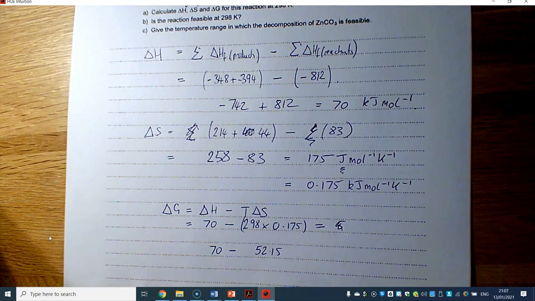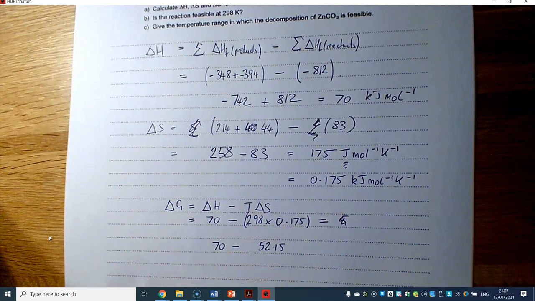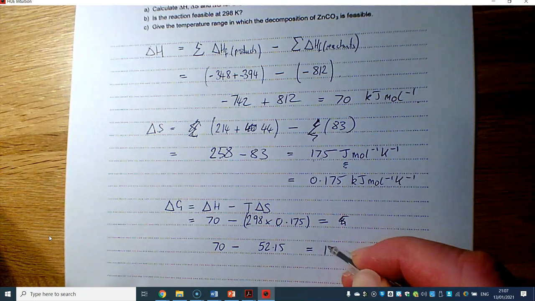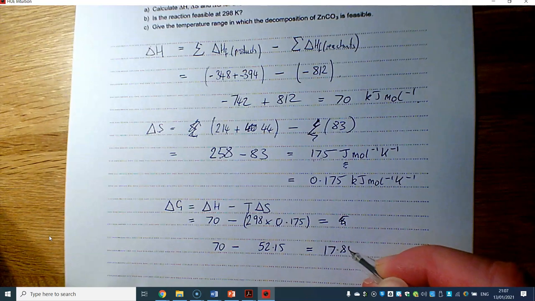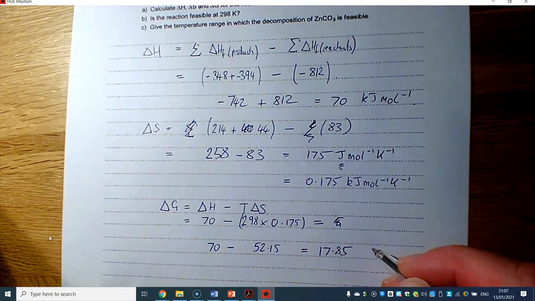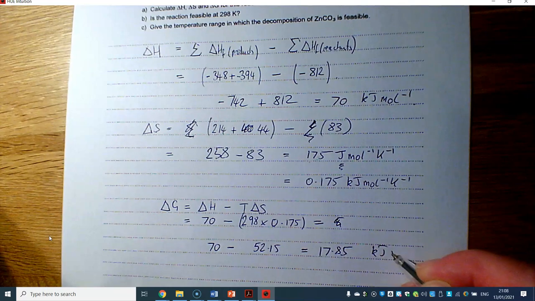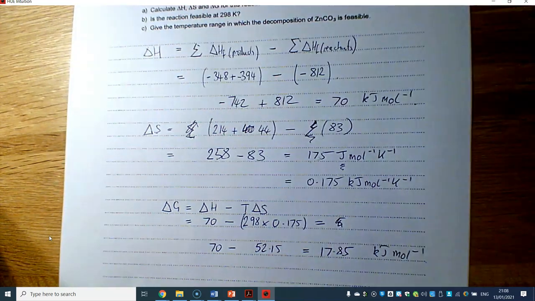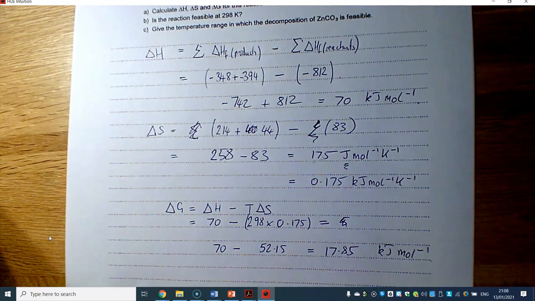sorry, I just realised you'd gone off the screen there, and I wanted to just tap into the calculator. So it's 70 take away 52.15, that comes to 17.85. The units for delta G are kilojoules per mole, and that's our answer for delta G. Okay, I'm going to check these in a minute. Hopefully I've got them right.